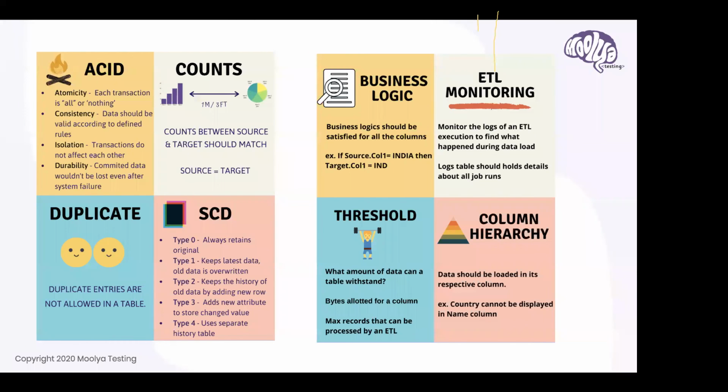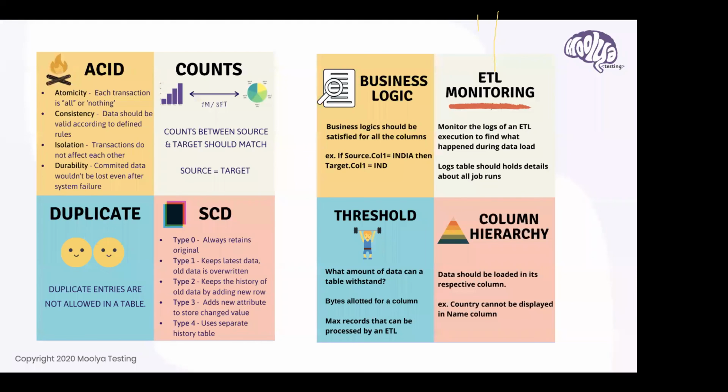Next is error monitoring. As I told you, when you run your jobs on your own, you will find bugs easily. So monitor the logs of an ETL execution to find what happened during the data load. We will have a log table and control tables, which will show which table's data load is in progress, which is not, which errored, which is delayed, everything.